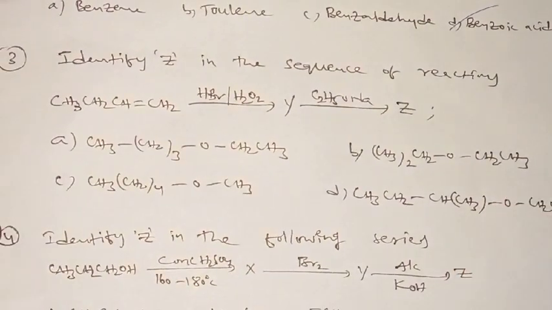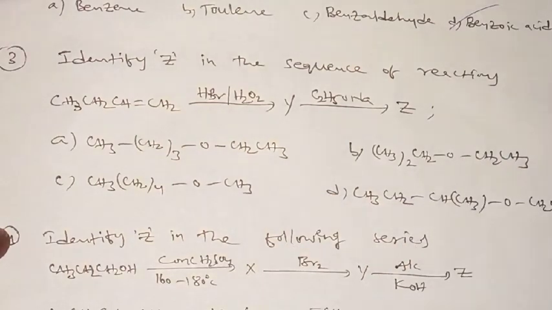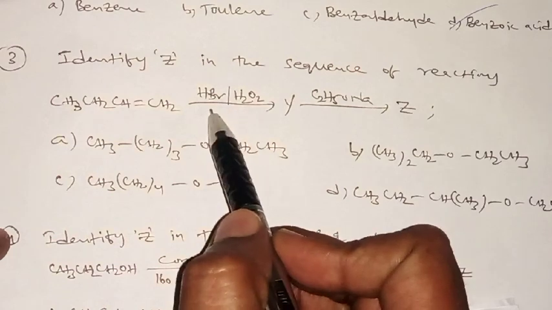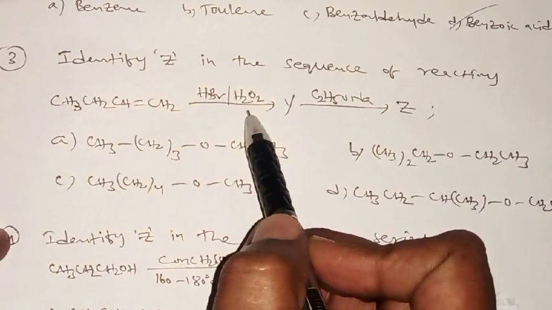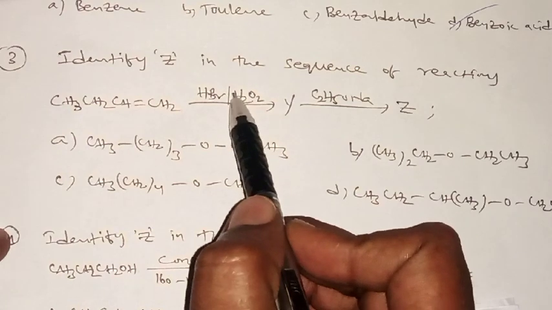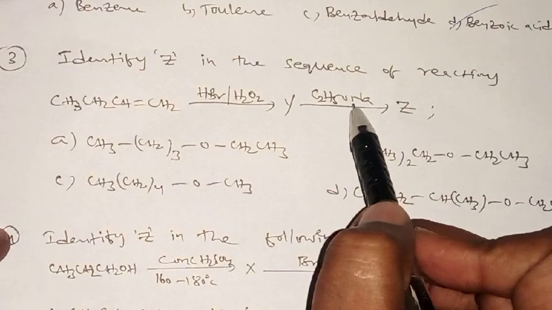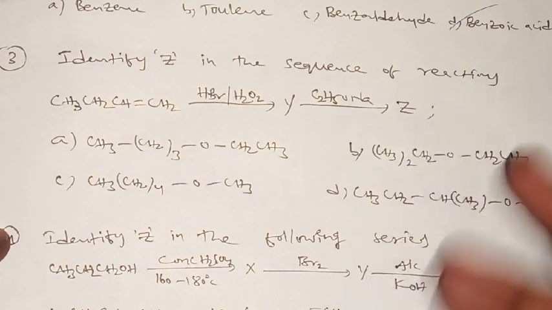Identify Z in the sequence of the following reaction. See there, an alkene is given in the presence of HBr and H2O2. Whenever you observe this reagent, identify that this is the anti-Markovnikov rule because peroxide is there. It gives Y. C2H5ONa, that means sodium alkoxide, converts it into Z.